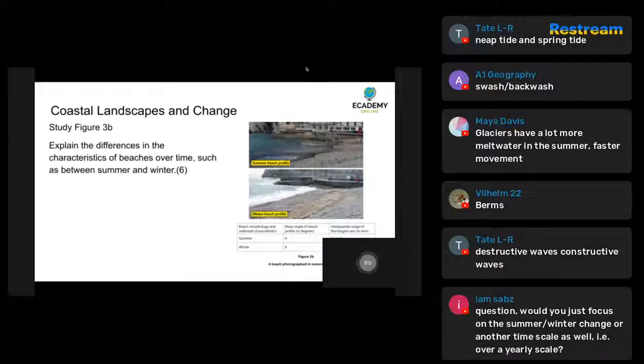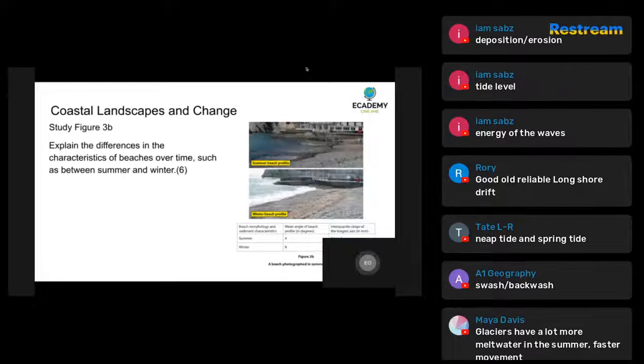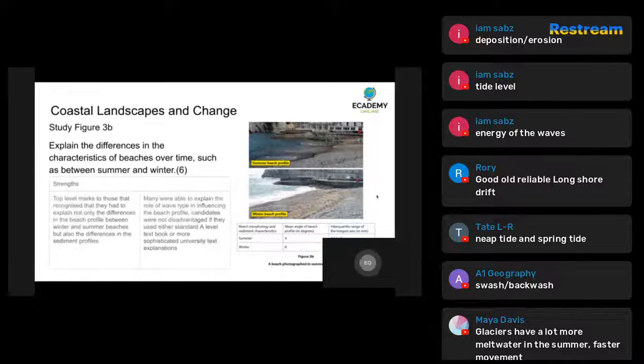Yeah, good. So make sure that you're using these key terms, okay, in your answers. Certainly for A-level, swash and backwash will be the minimum standard that would be required, okay? And then obviously talking in depth about the types of waves and how they approach a coastline are going to be important too. Right, let's have a look at what the examiner was looking for.